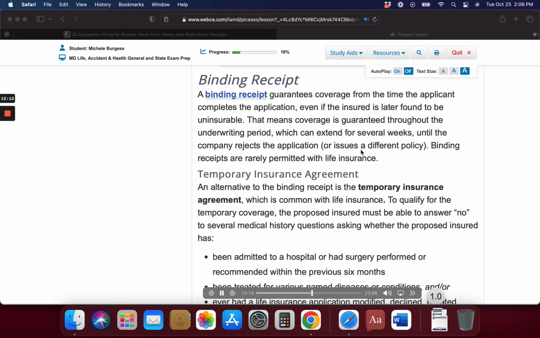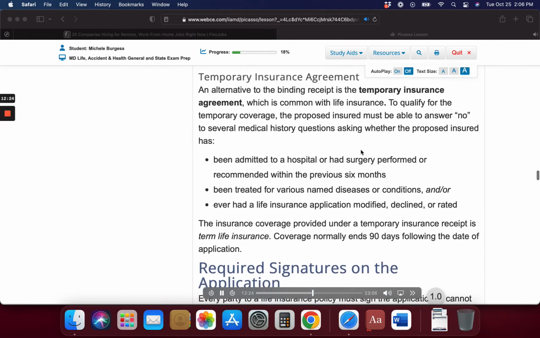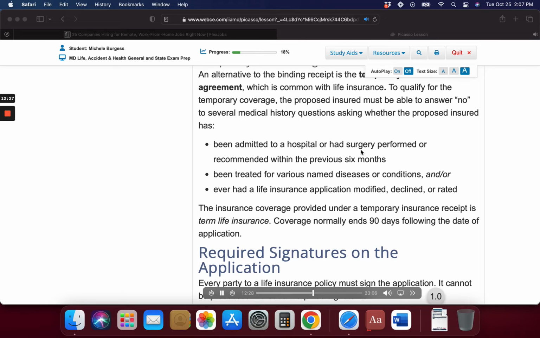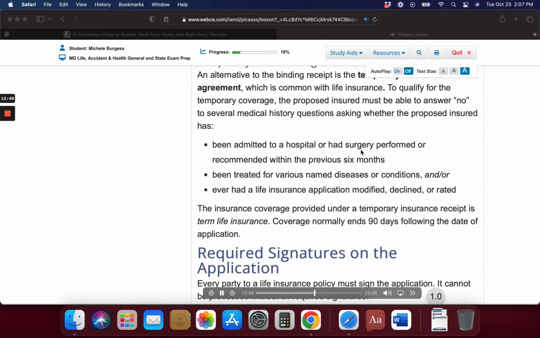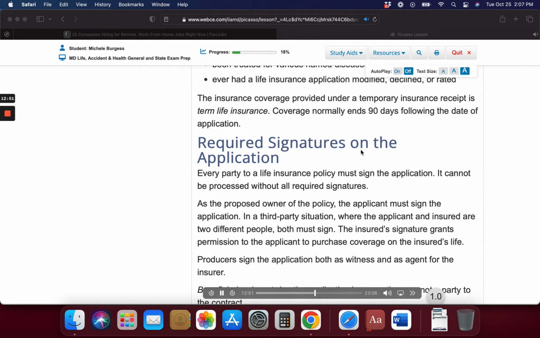Temporary insurance agreement. An alternative to the binding receipt is the temporary insurance agreement, which is common with life insurance. To qualify for the temporary coverage, the proposed insured must be able to answer no to several medical history questions asking whether the proposed insured has been admitted to a hospital or had surgery performed or recommended within the previous 6 months, been treated for various named diseases or conditions, and/or ever had a life insurance application modified, declined, or rated. The insurance coverage provided under a temporary insurance receipt is term life insurance. Coverage normally ends 90 days following the date of application.